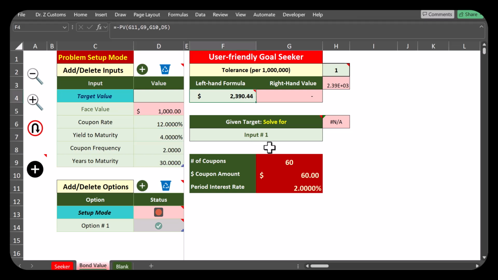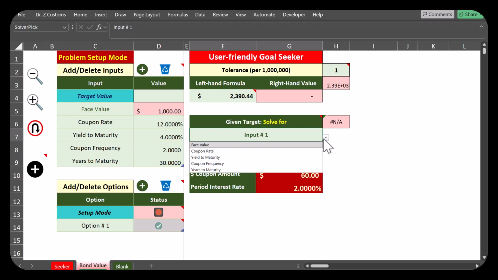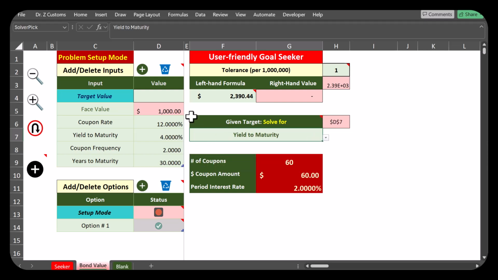Suppose I knew that value of this bond is $2,000. What would be the implied yield to maturity given everything else? Remember, years to maturity, coupon rates, face value, and coupon frequency are all fixed at the time of the issue. So I'm going to go here, pick my unknown, yield to maturity. I'm going to enter target value of $2,000. Let's make that as well.